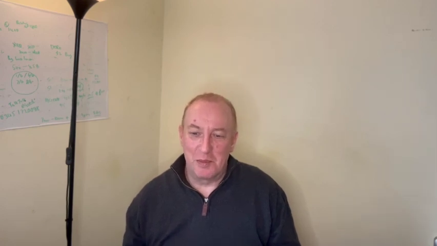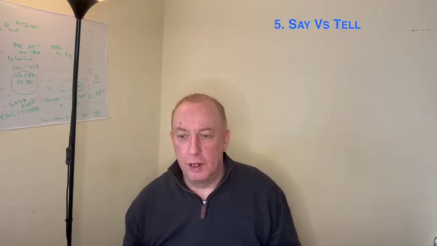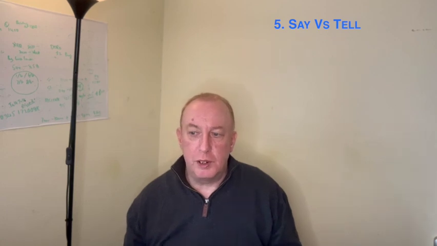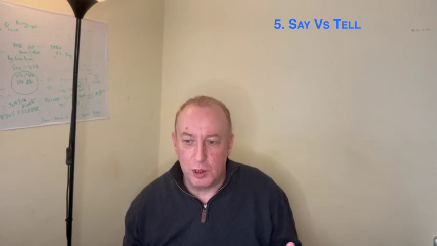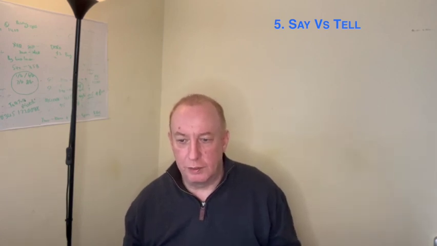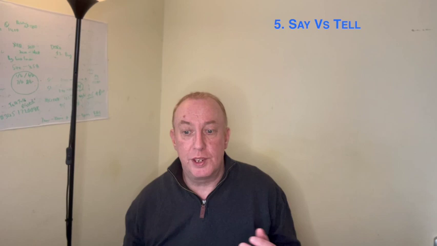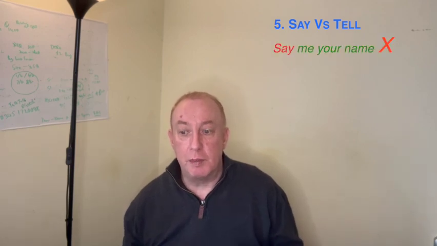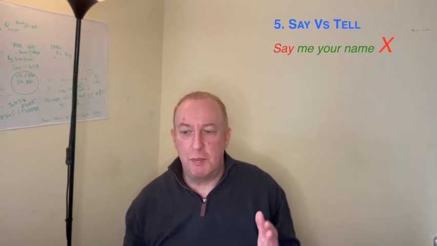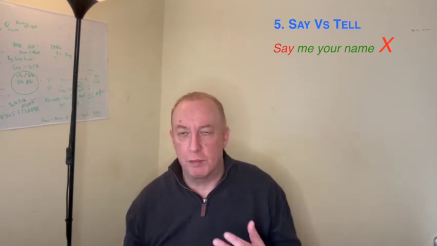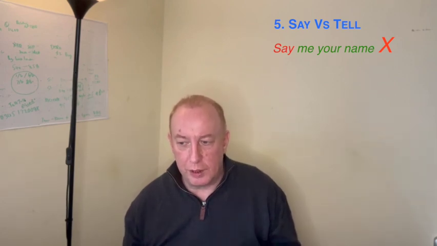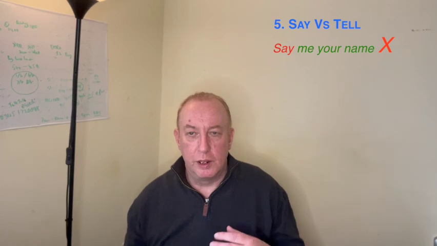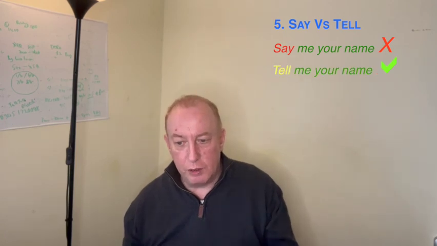The fifth mistake, say versus tell. While we speak in English, many of us make a mistake differentiating between say and tell. For example, first with say. They say me your name. Here, say is not the appropriate word because it is basically used to express something in words, whereas the sentence demands to tell something. The correct is, tell me your name.